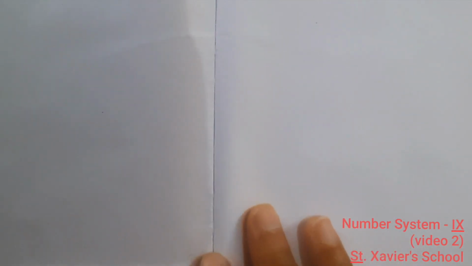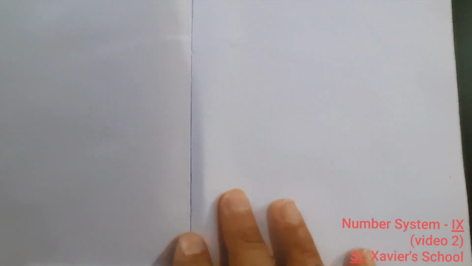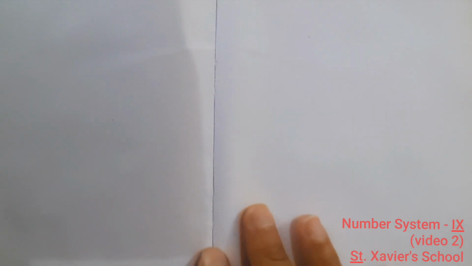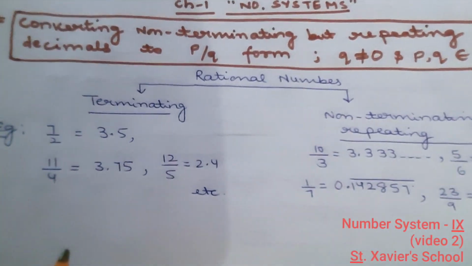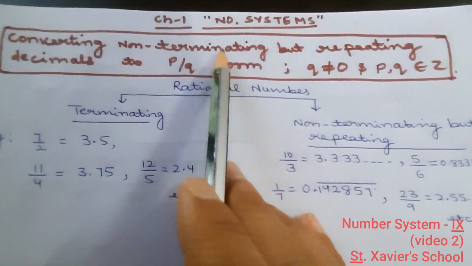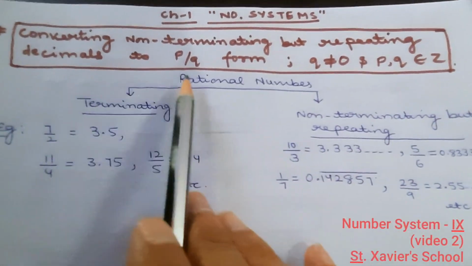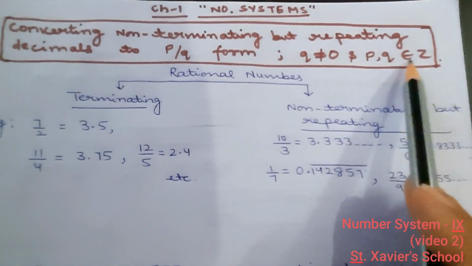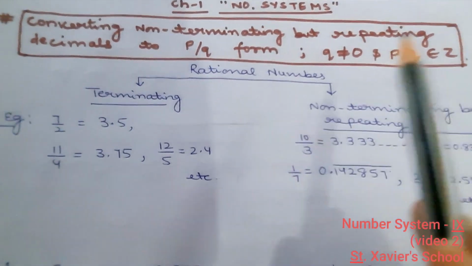It is a very easy and important topic. If you watch this video carefully, you will really be able to understand this. So let us begin. So our topic for today is converting non-terminating but repeating decimals to p by q form, q not equal to 0 and p, q belongs to integers, that is p and q are integers.